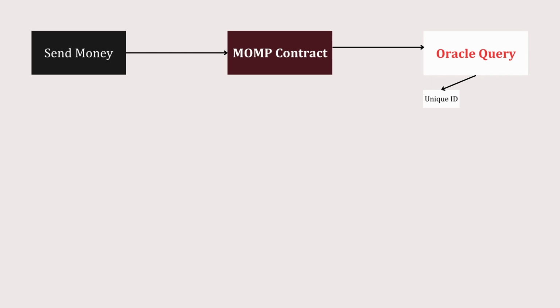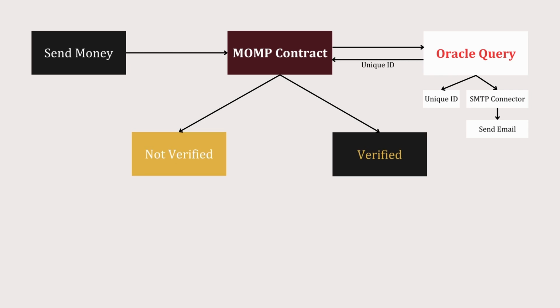The Oracle contract then creates a unique ID for this query. The Oracle smart contract then calls the SMTP connector, which then processes the email information on the Oracle backend and sends the email. The unique IDs get returned to the MOMP smart contract.